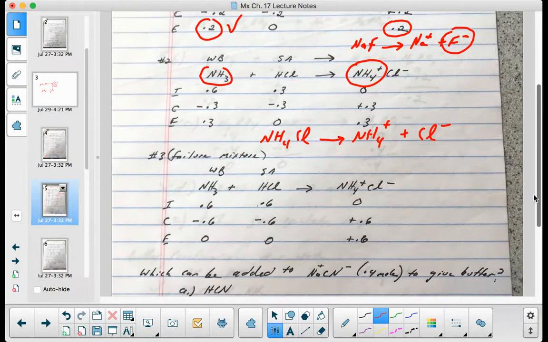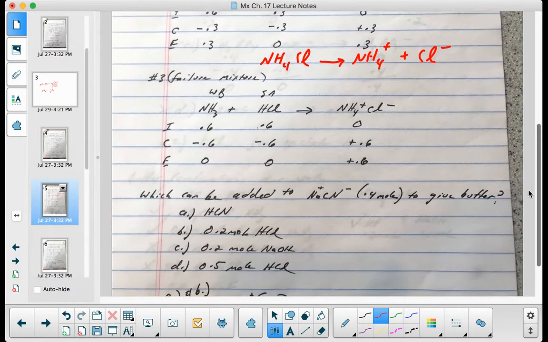So here's a failed mixture. It looks like I have the same things as in my previous example, but now I have too much acid. All of the acid reacts with all of the base. I have none of those left. I don't have any weak base left over. Now all I have is ammonium chloride, so I would just have the conjugate acid. I wouldn't have the other half of the pair that I need.